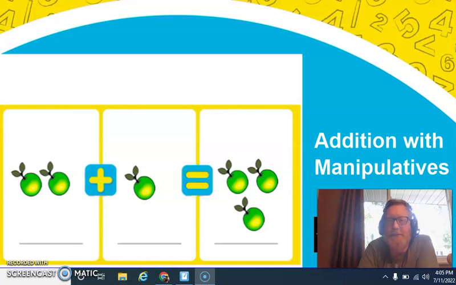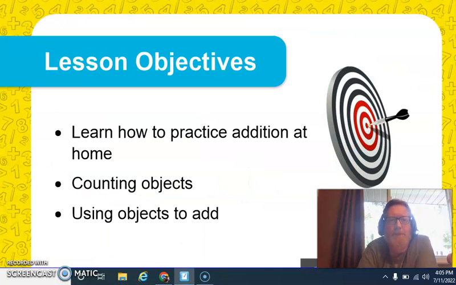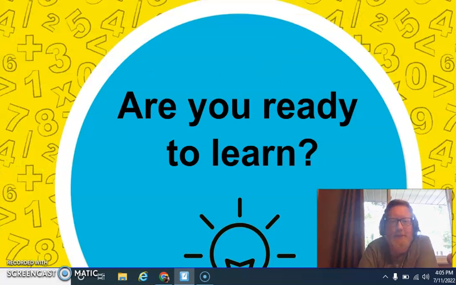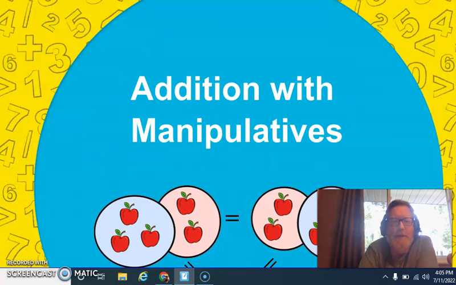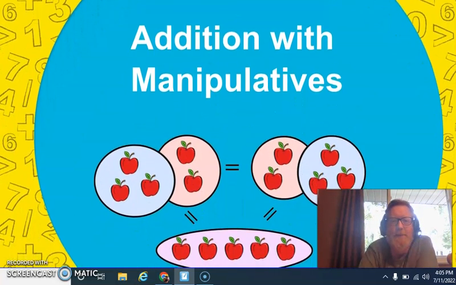All right, so our first lesson is on addition with manipulatives. Our objective is to learn how to practice addition at home by counting objects and using those objects to add. Are you ready to learn? Make sure you're paying attention, you've got your eyes on the screen and you're not distracted. All right, here we go. Addition with manipulatives.